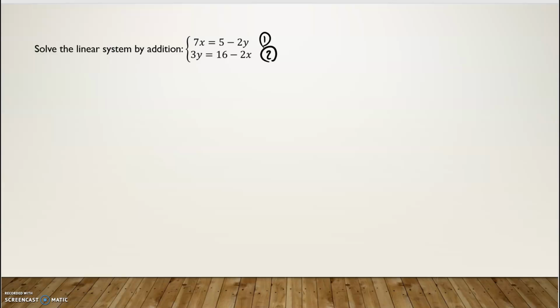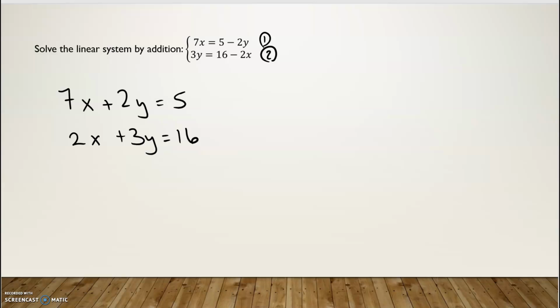Notice I don't have a coefficient of 1 anywhere. I have 7, negative 2, 3, and another negative 2. Okay. Now what I'm going to do is, for this one, number 1, I'm going to get the x values and the y values on the same side. So I need to move that 2 over. And then 3y, and that's a positive 3, move that 2 over, is equal to 16. Okay?